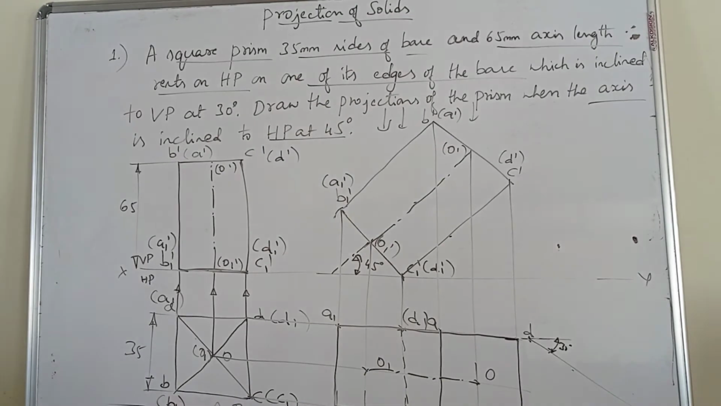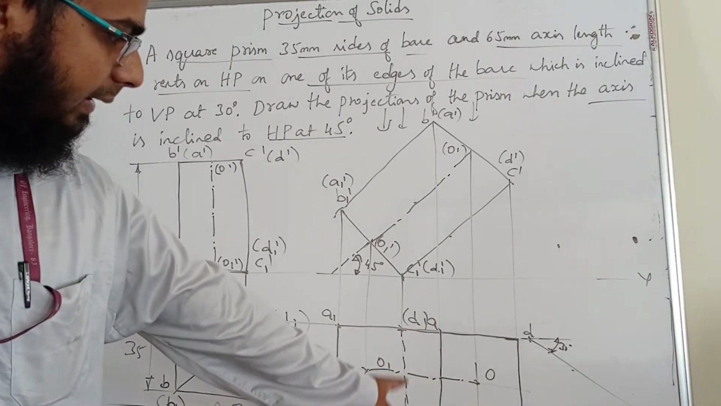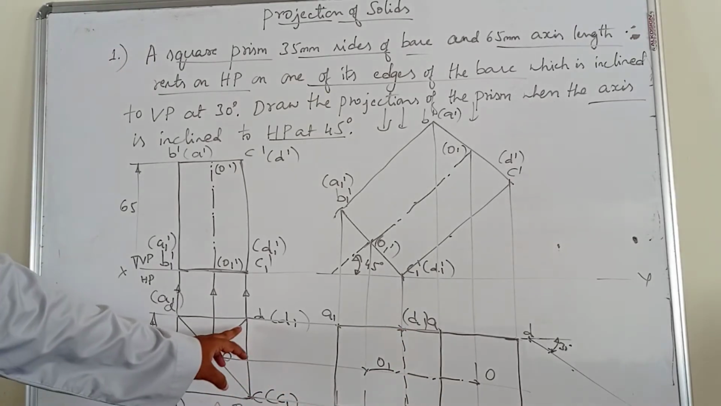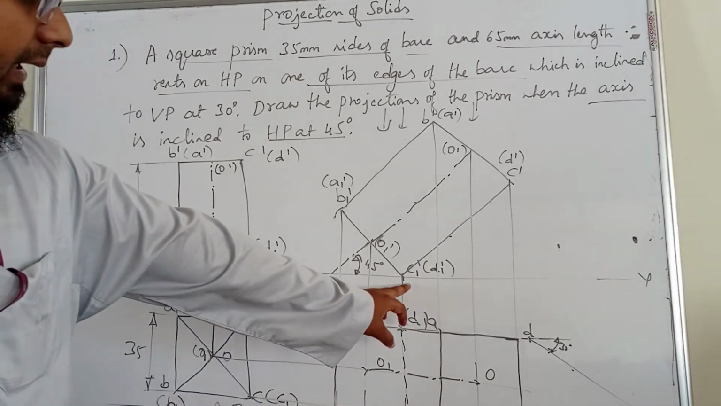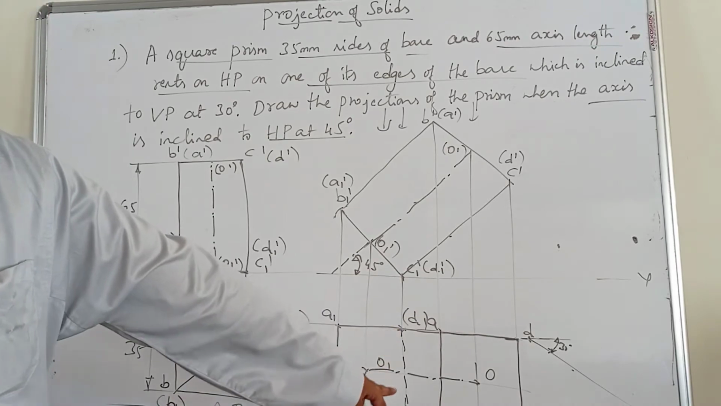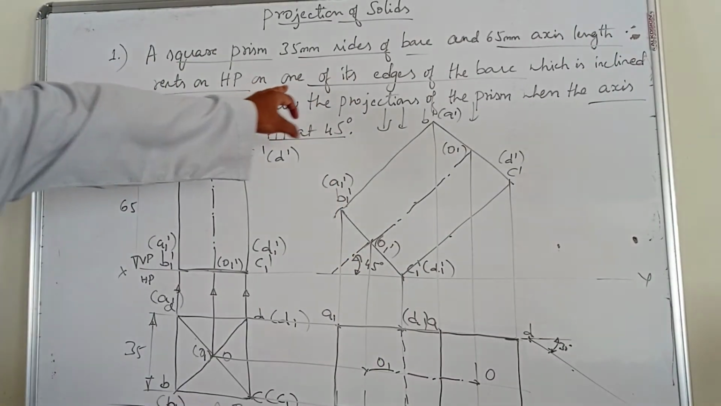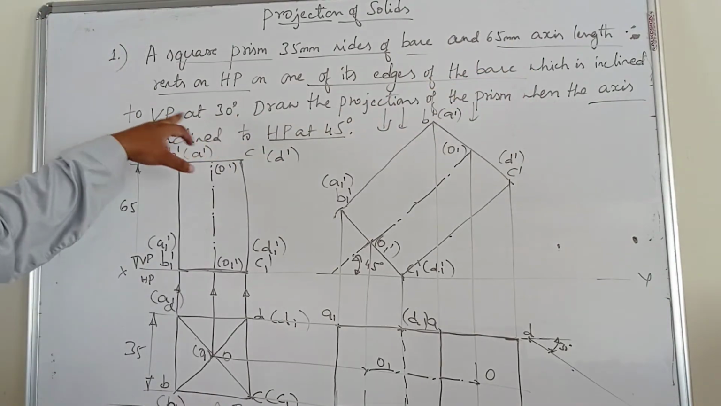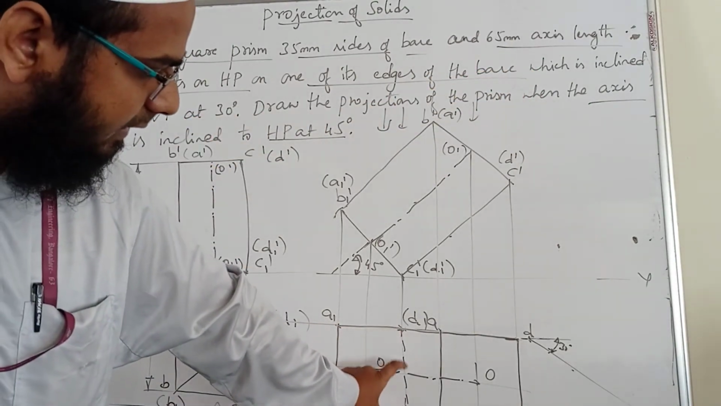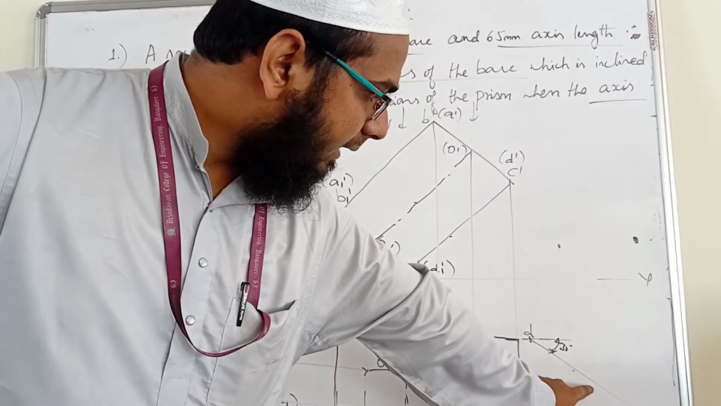Now what do we have to do? This is the base edge, C1 D1. You can see in this problem also we are inclining like this, inclining with the C1 D1. That's the base edge. You can see in the question also: one of its edges of the base is inclined to VP at 30 degrees. That is D1 C1. So we have to make it rest on this angle line.